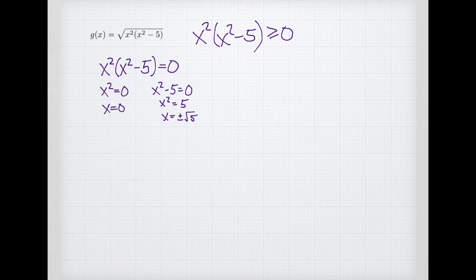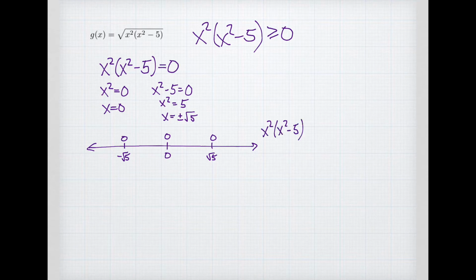So these are the points through sign analysis where my formula can change sign. And so I'm going to create a number line for my sign analysis where I indicate these values. At 0, my formula equals 0. At plus square root of 5, my formula equals 0. And minus square root of 5, my formula equals 0. And the formula that I'm talking about is the input to the square root. Notice it's not actually the function. It's not g of x. It's the input.